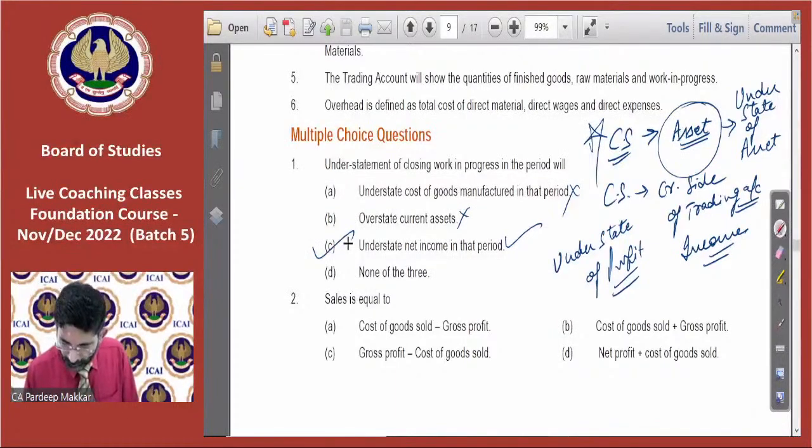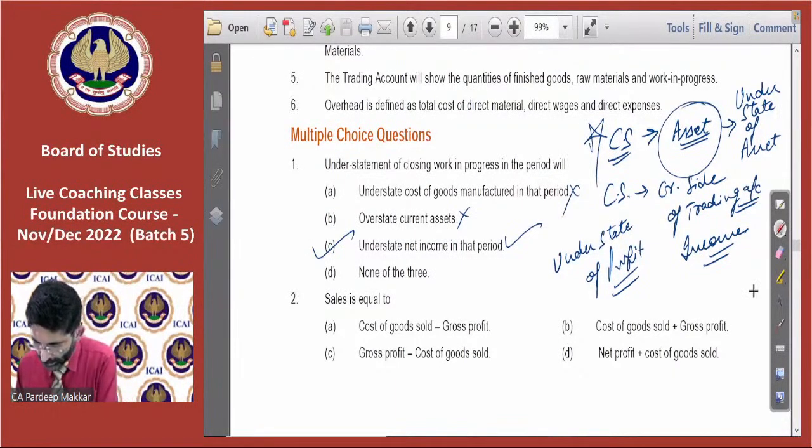Then, is that clear? Is that clear? Adish, you are really doing very bad thing.